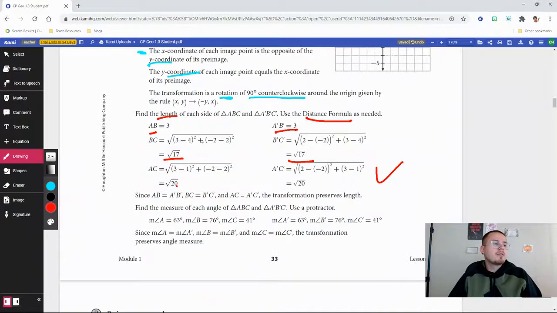It preserves length. Now, this measuring of the angle, you should check it, but are you going to pull out a protractor right now? If you have one, go for it. If not, that's just something we're going to have to assume. All right.